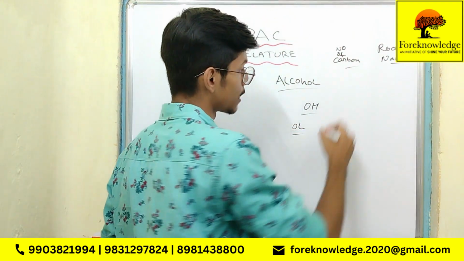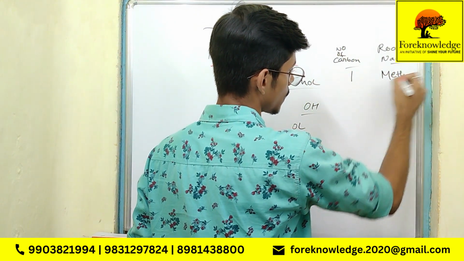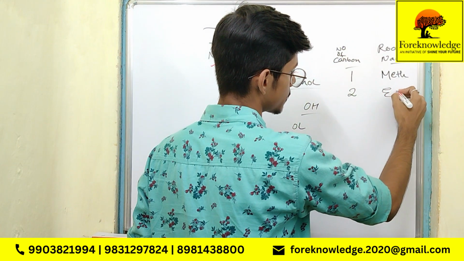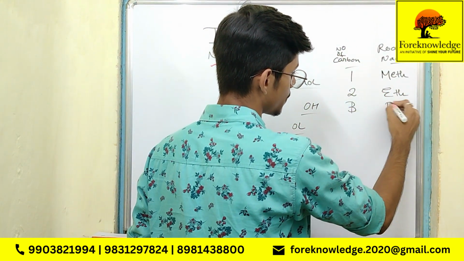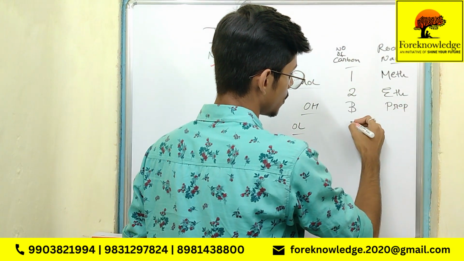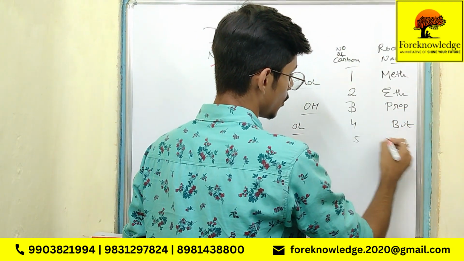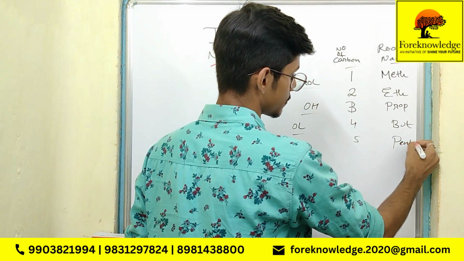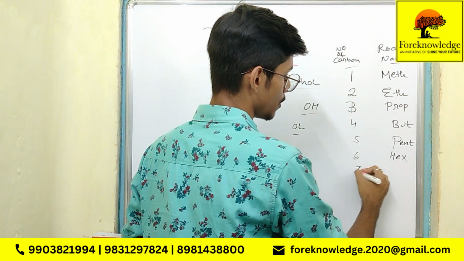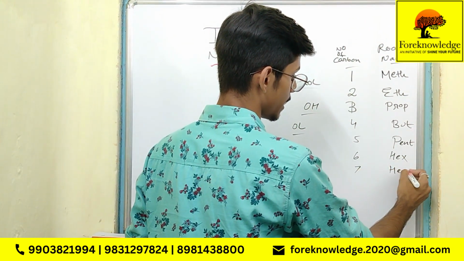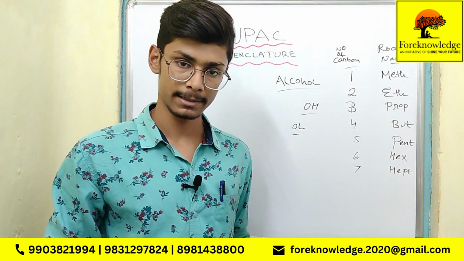So when the number of carbon is 1, it is known as meth. When 2, it's eth. When 3, it's prop. When 4, it's but. When 5, it's pent. When 6, it's hex. When 7, it's hept. Then 8, oct, 9, non, and 10, dec.